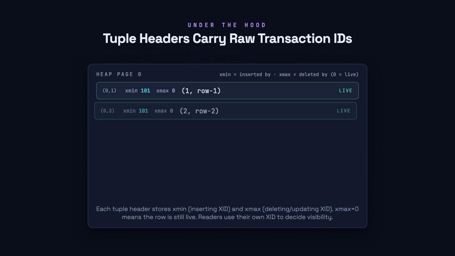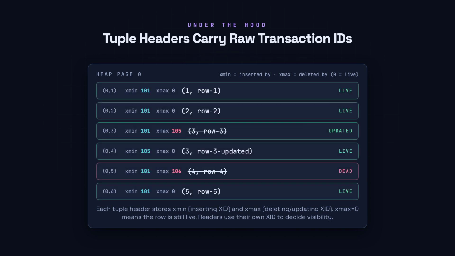Look at the tuple headers. The old version of the first row has Xmax set to transaction 415, marking it dead. The new version born at 415 has Xmax of 0, so it is live. Every reader compares its own transaction ID against these fields to decide what it can see.